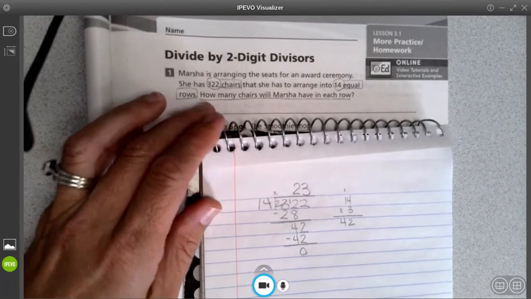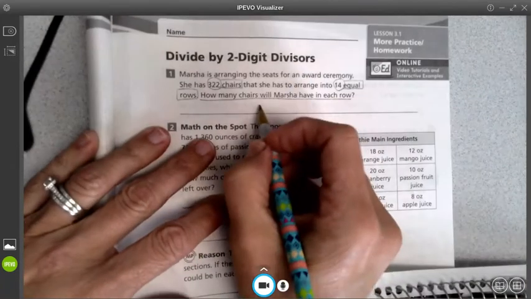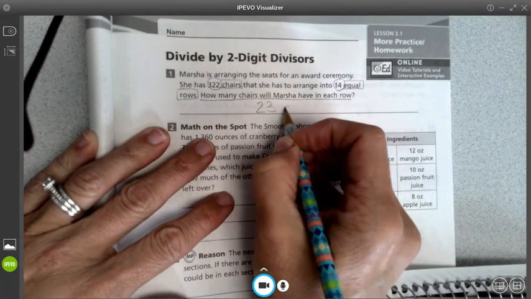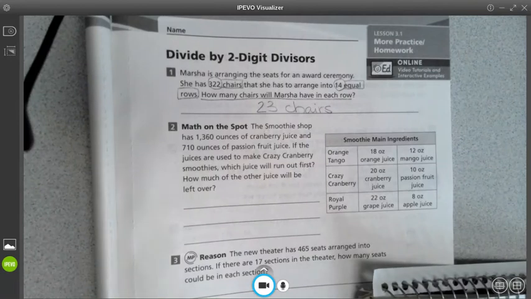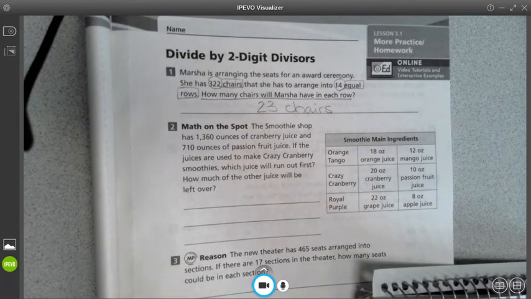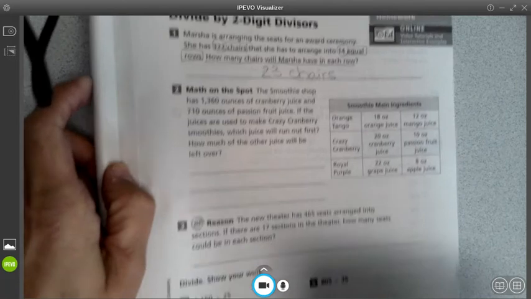How many chairs will Marcia have in each row? A reasonable answer, 23 chairs. All right, there's number 1. For number 2, I've linked in Google Classroom a video from our book company website, so you can follow along with that video. I'm going to skip number 2 for now, and I'm going to go to number 3.